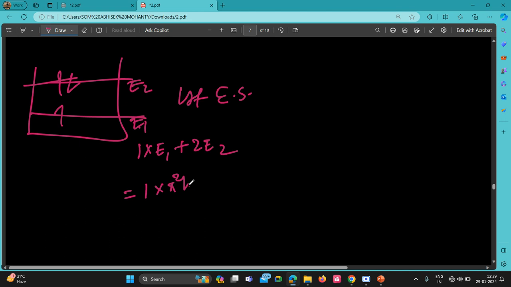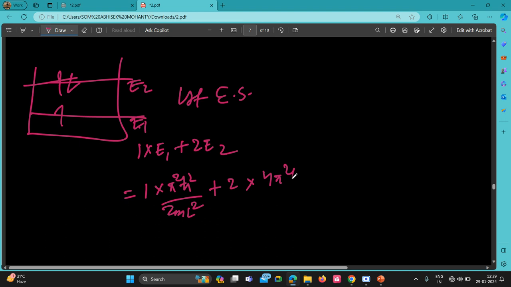Now there are two particles in the second level, E2, this is E1. This is your first excited state. So the first excited state will have only one particle here, so 1 into E1 plus two particles, 2 into E2. That is 1 into pi square h cut square by 2 m L square plus 2 into 4 pi square h cut square by 2 m L square.